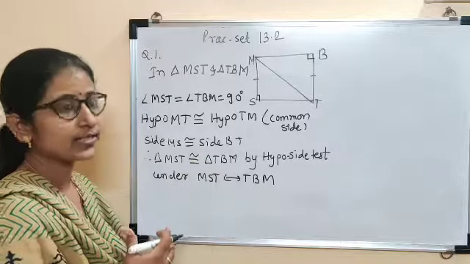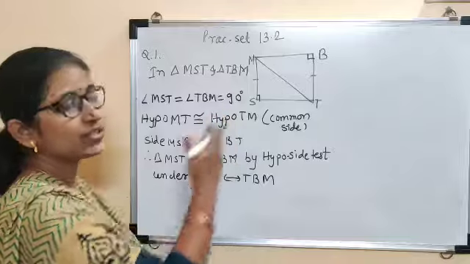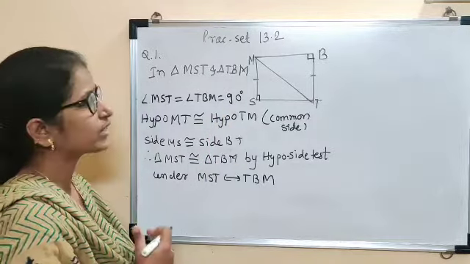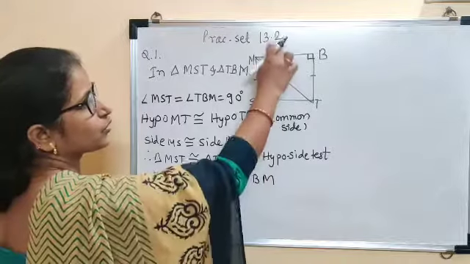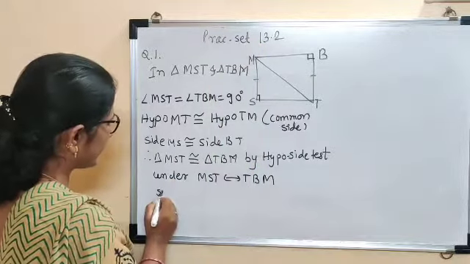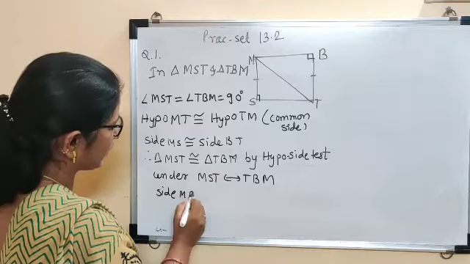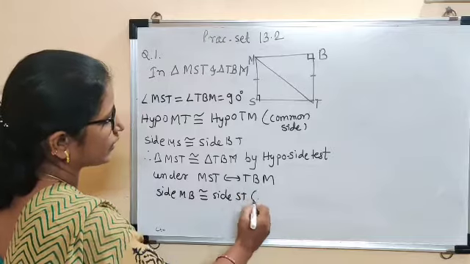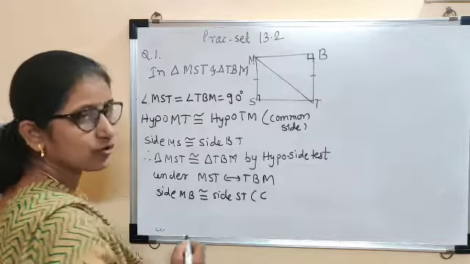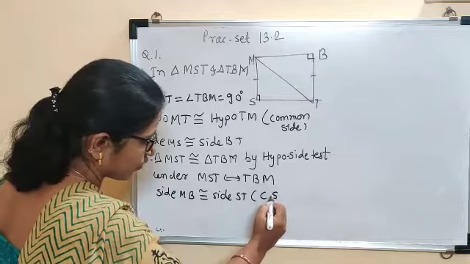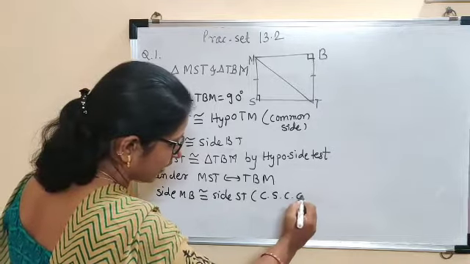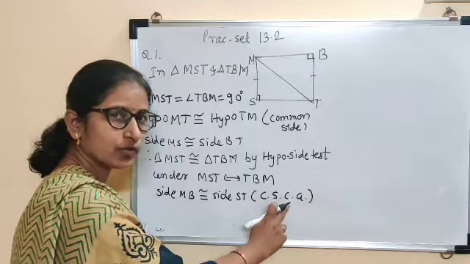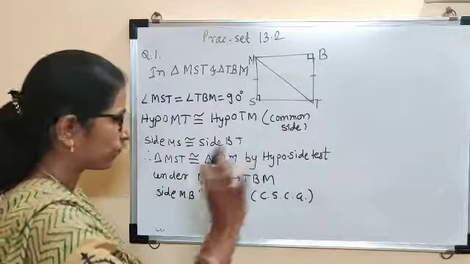One more thing is asked: except this, again which sides and which angles are congruent. Which side is congruent now after this? These two. So you can write side MB congruent to side ST. What we can write is: congruent sides of congruent angles, CSCA. You write it down in full form.